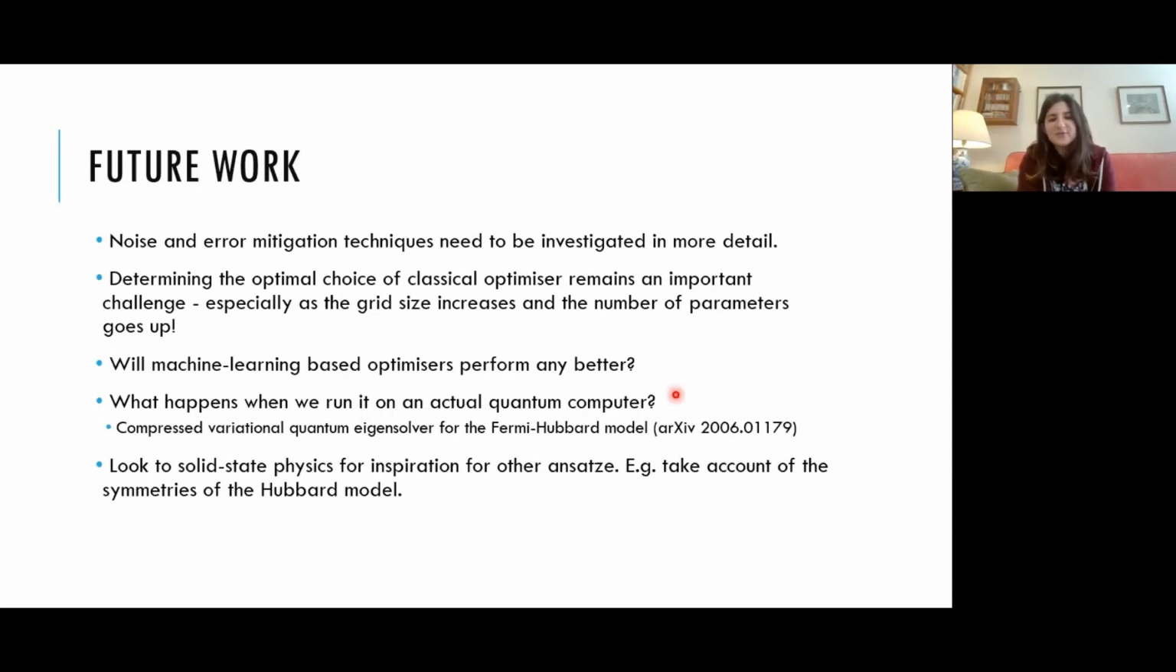What happens when we actually run it on an actual quantum computer? Very recently, there's been a paper from Phasecraft, from Ashley and Stasia, on this, where we ran the Hamiltonian Variational ANSATZ for a 2x1 grid on Rigetti's architecture. So if you're interested in how it actually works on a quantum computer, I would check this out. And finally, we could maybe look to solid state physics for inspiration for other ansätze, taking into account even more symmetries of the Hubbard model, things like translation invariance, spin invariance, things like that.